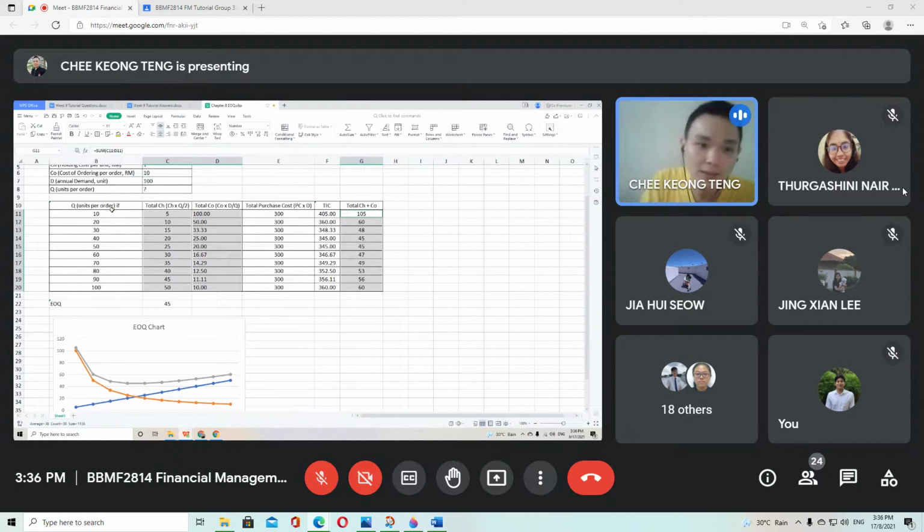Every 10 units increase per order, the cost only increases 5 ringgit. You pay an additional 5 ringgit for that. But the savings that you can make from the cost of ordering when you increase is 50 ringgit. You pay extra 5, but you save 50. So the net saving is 45.